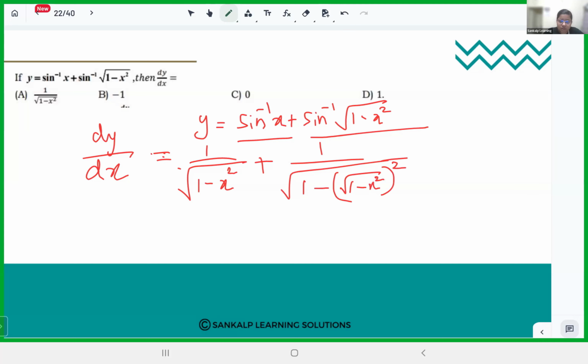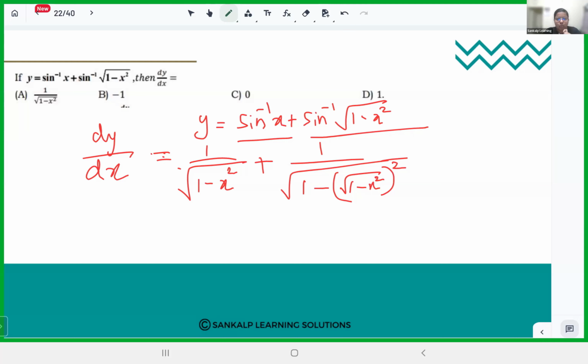No, because we have assumed root of 1 minus x square as x. So you have to find out the derivative of that also. Root of 1 minus x square. And which is the base function there? We know the base function is root x, right? But in the place of x, it is 1 minus x square. So you assume that 1 minus x square as x, and then you find the derivative.